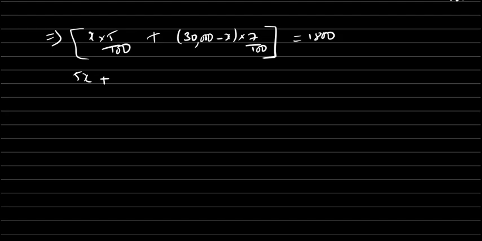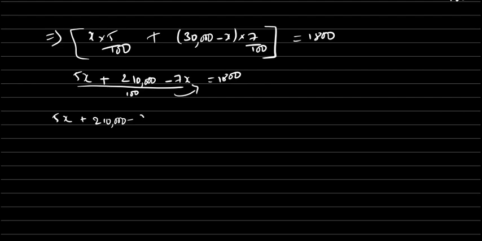we need to multiply this. 30,000 into 7 is 2,10,000, since 3 sevens are 21, and we put the zeros as needed. Minus 7x. The entire will be divided by 100, since we have taken 100 as a common term, equal to 1800. Now we shift this 100 to this side. 5x plus 2,10,000 minus 7x will become 18 lakh.